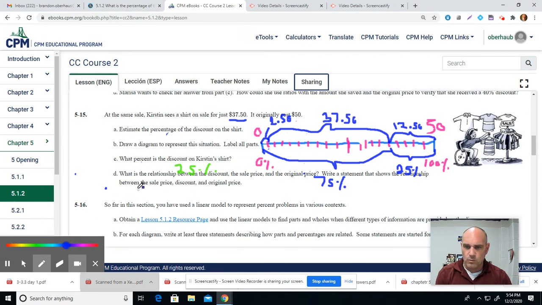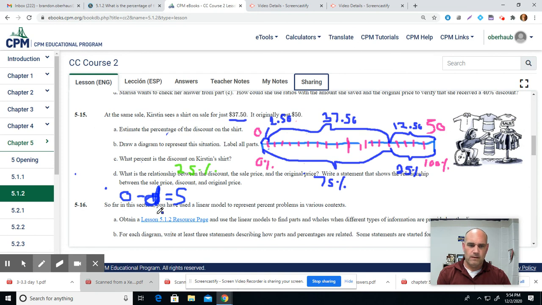Then it wants to know, what is the relationship between the discount, the sales price, and the original price? So is there a relationship between the discount, the sales price, and the original price? I think we have this. I could do the original price, subtract off the discount. That's a D. Here, let me do lowercase d. Sorry about my penmanship. D for discount. So the original price minus the discount is going to equal my sales price. All right, so I think that's the relationship that I could do. The original price minus discount equals the sale price.